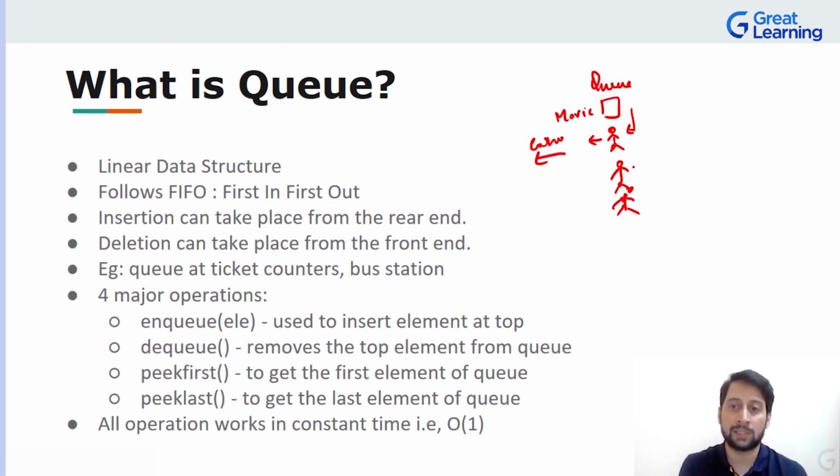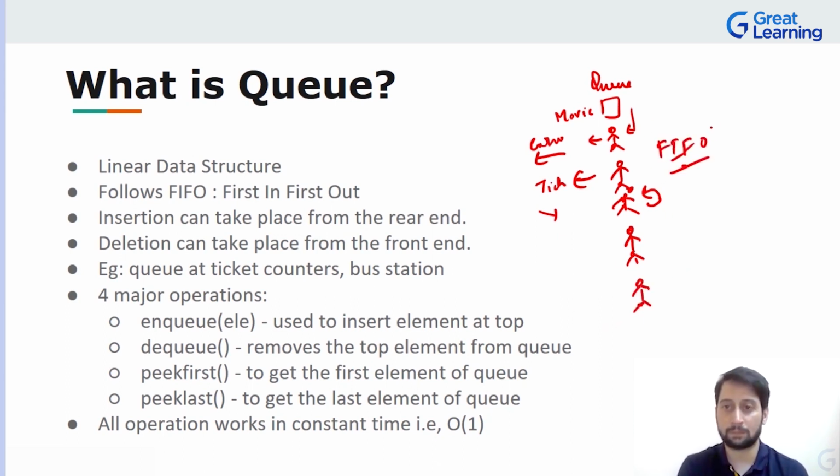Then the next person in the queue is the next person who will get his ticket. And suppose a new person comes in, he's not going to go ahead of this person, rather he is going to go behind this person. Then the next person comes, he will go after this person, and in the same way. So this is nothing but the FIFO principle: the first person in is the first person out.